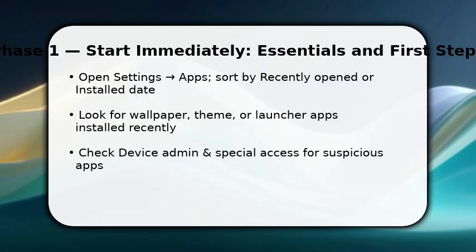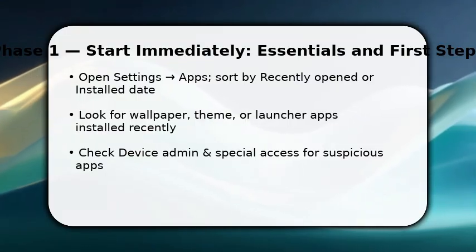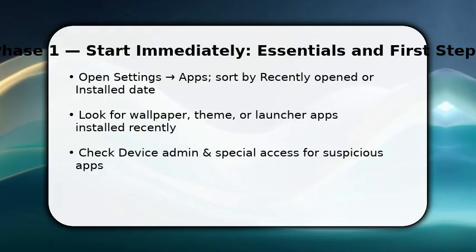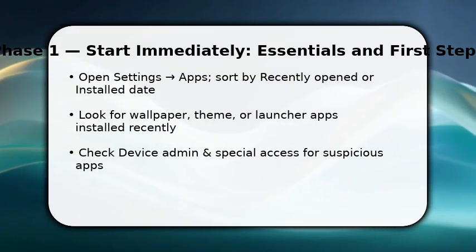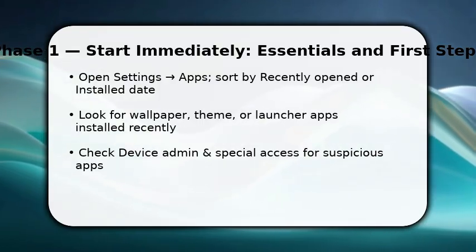Enjoy the video. You start by finding the app causing wallpaper ads. This is faster than guessing. Open Settings and go to Apps, then sort by installed or recently opened. Look for wallpaper, theme, or unknown launchers. Once you spot a suspect, tap it to view permissions and storage.